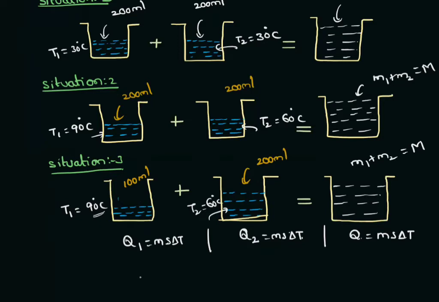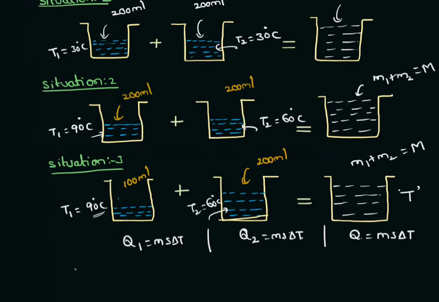So if you apply that, what are you going to get? After mixing, the temperature, let me take it as T. That T is definitely less than the greater value and greater than the lesser value. That means, what are we saying? It will be less than 90 degrees Celsius and more than 60 degrees Celsius. Because whenever heat transfer takes place from hot body to cold body, that is going to happen.